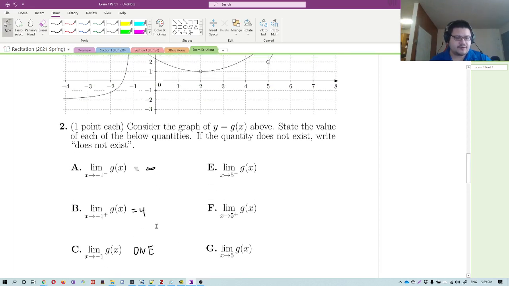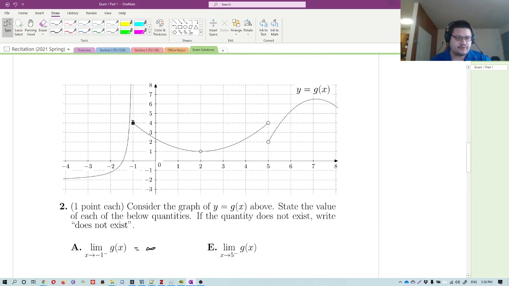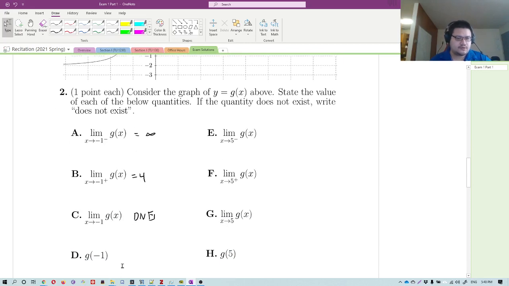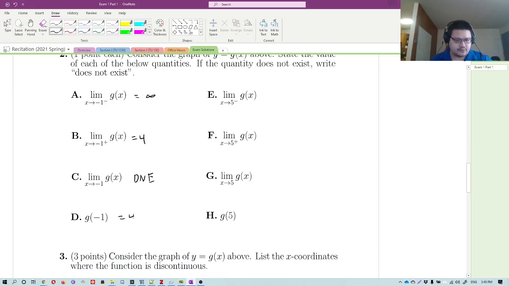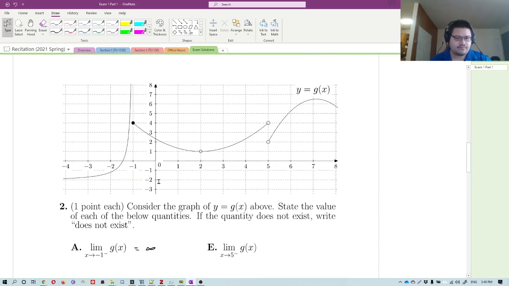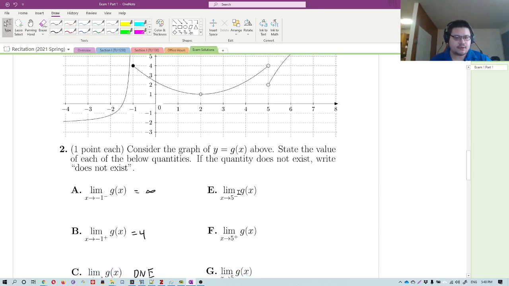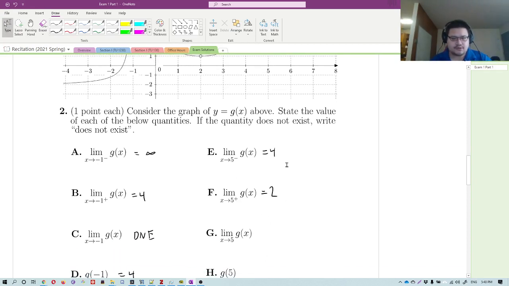And then g of -1, let's take a look. We have a filled-in circle here, which means if we plug in, we actually take on that value. So for part D, this is equal to 4. Okay. Now x approaching 5 from the left-hand side, that is the value 4. For the right-hand side, that's the value 2. And then the two-sided limit, again, these two don't give the same value, and so the two-sided limit does not exist.